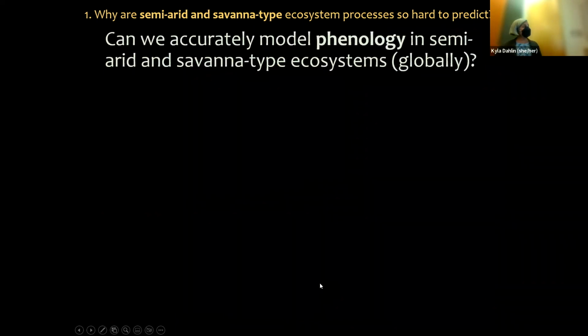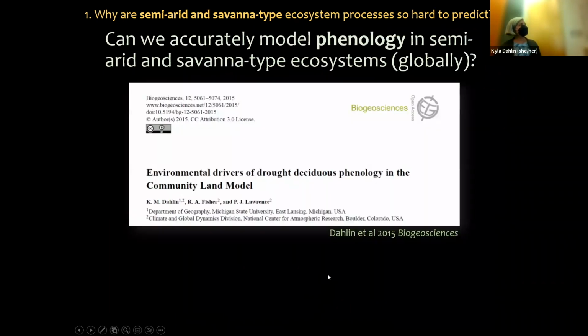And so when I was a postdoc, which is a long time ago now, I spent a lot of time thinking about this question of whether or not we can accurately model phenology, so seasonal variation, in these semi-arid and savanna type systems globally.